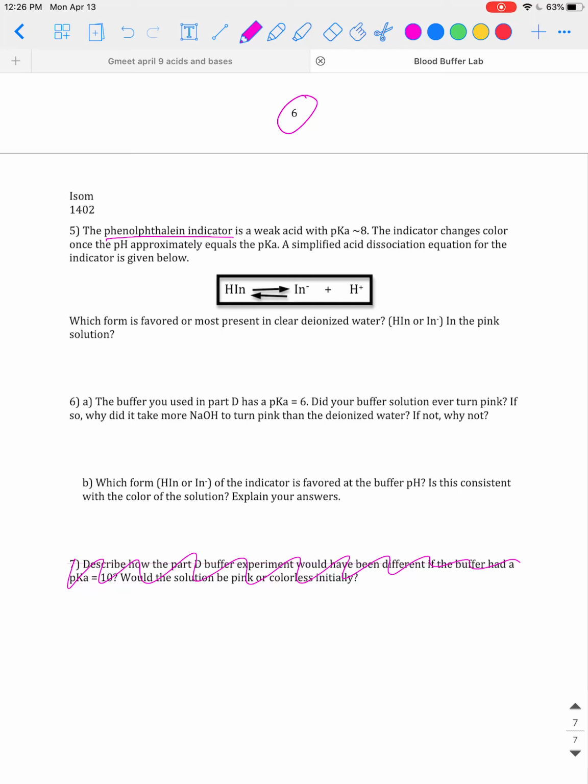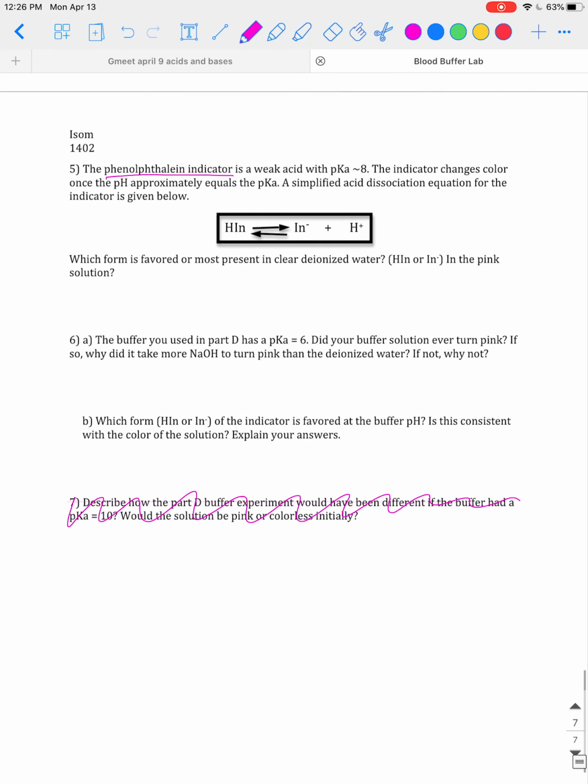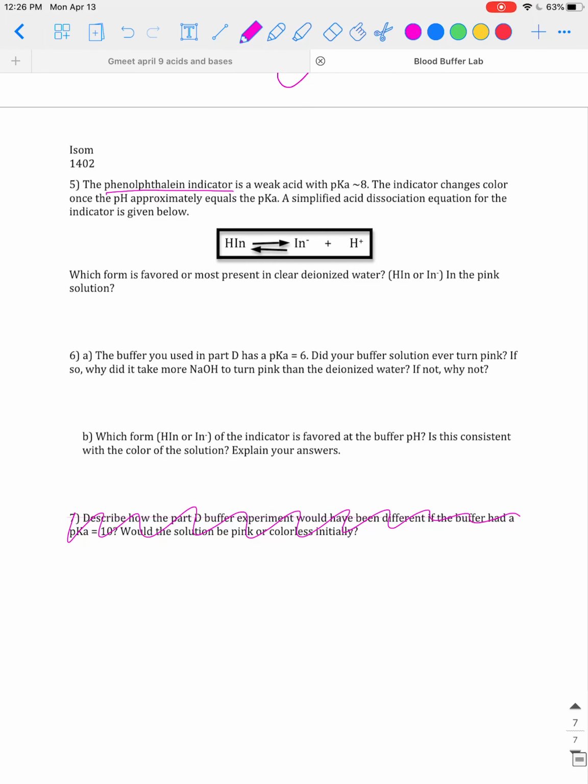The indicator changes color once the pH approximately equals pKa. All right? A simplified acid dissociation equation for the indicator is given below. Okay? HIn to In minus and H plus. What does that mean? Well, this is the non-dissociated form. Okay, this is our weak acid.